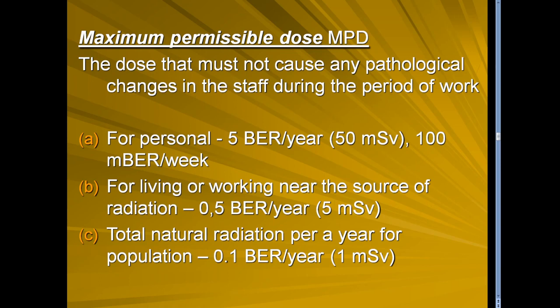On this slide you can see for personnel category A, maximum permissible dose and concept. You can see first of all concept of MPD. It's a dose that must not cause any pathological changes in the staff during the period of work. And maximum permissible dose for personnel category A is 5 Ber per year, or 50 millisievert, or 100 milliBer per week. For category B, this level 0.5 Ber per year, or 5 millisievert, and for population 1 millisievert.